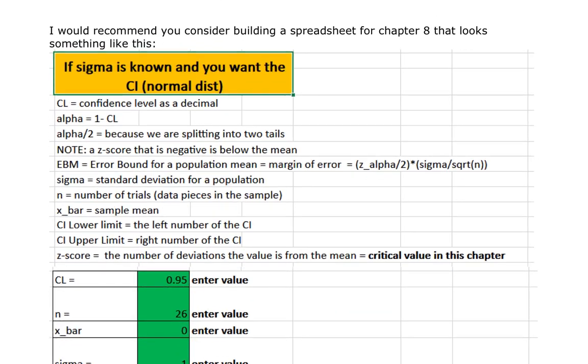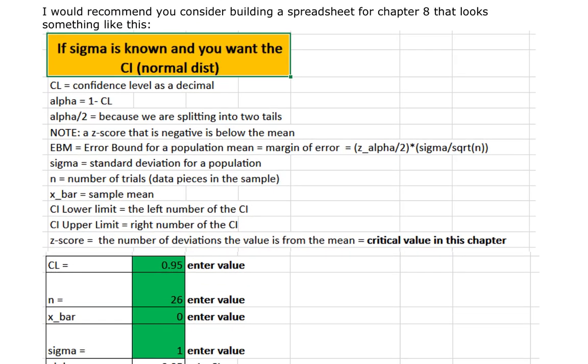So here's the spreadsheet I was talking about. You're going to have CL as the confidence level. Alpha is going to be 1 minus the confidence level, and then alpha divided by 2, because we're splitting this into two tails. A z-score that is negative is below the mean. A z-score that's positive means we're above the mean. The EBM is the margin of error, which is z alpha divided by 2. I'm not going to take my z-score alpha and then divide it by 2. This is just the notation, z alpha divided by 2.